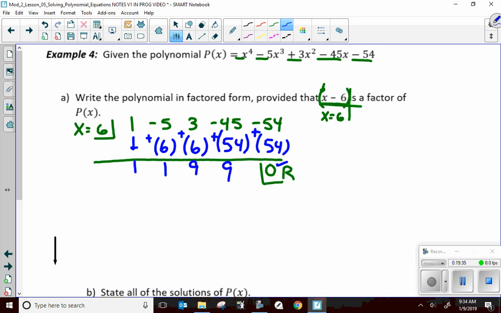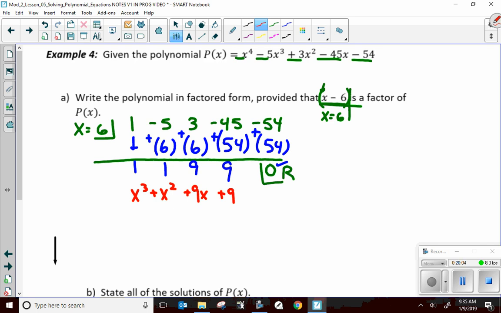Now, if I did this right, and you can continue to write what I'm writing down, I should have 1x cubed plus 1x squared plus 9x plus 9. I don't have anything else to divide into here. I can't divide one more thing out and make it a quadratic. All right? So this has to be factorable.